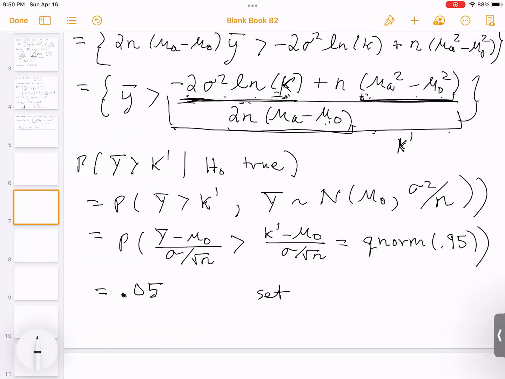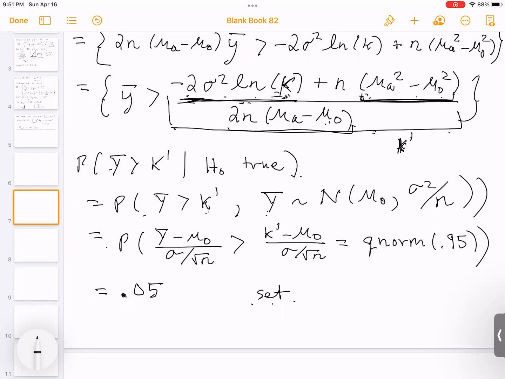Okay, so I just paused it for a second just to think about this. We know that to achieve the alpha level, if we call this k prime, we want the probability Y bar greater than k prime given H0 true to be 0.05. So we want the probability Y bar greater than k prime to equal 0.05 when H0 is true, or when Y bar has this distribution.